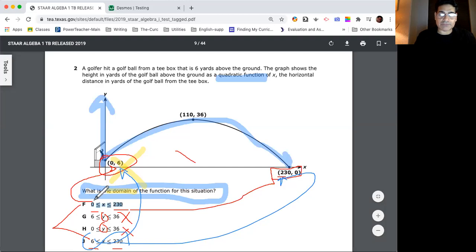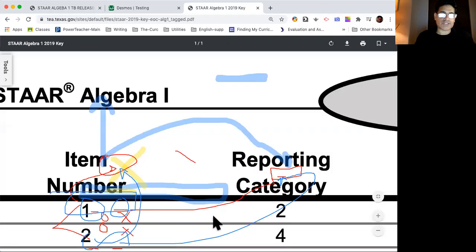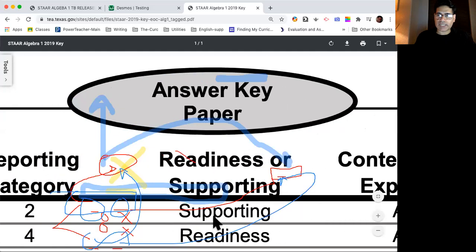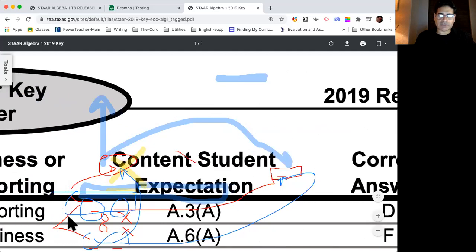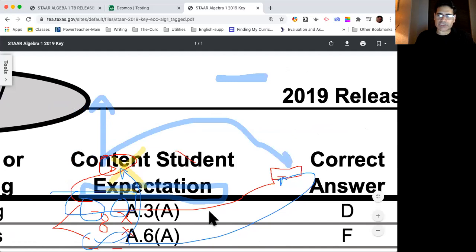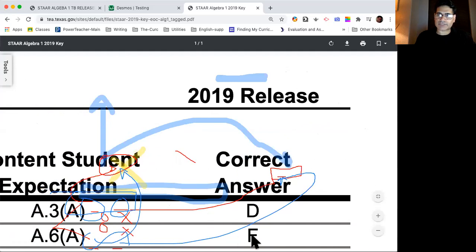So what seems most reasonable to choose is that there is truth in that 0 is less than 230, and this statement, 0 is less than or equal to x, makes more sense. I would choose F. I look over here at my answer sheet. You can make a note of those student expectations, the TEKS there, and the correct answer is F.